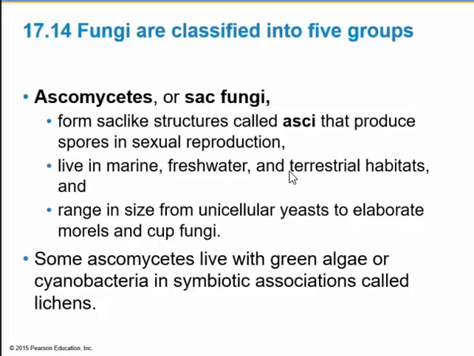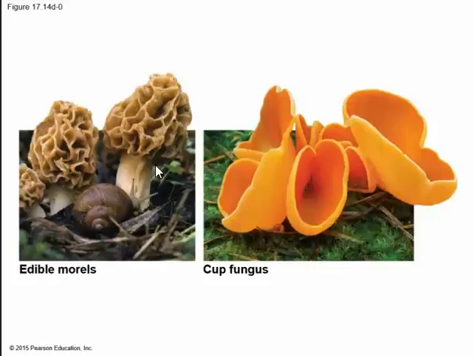The ascomycetes, better known as the sac fungi, produce reproductive structures called asci. Morels, the cup fungi. Yeast are actually classified here. And some of them form symbiotic relationships with green algae or cyanobacteria and form what is called a lichen. Morels, which are edible, are an ascomycete, the cup fungus.